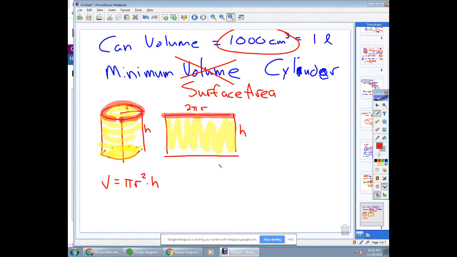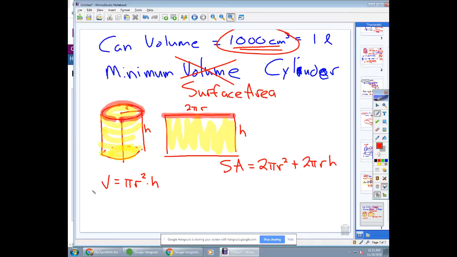So that means the surface area of this can is equal to 2 pi r squared, since I have 2 of those circles, and then the side is going to be base times height, so that's 2 pi r times h. So that's the formula for the surface area. The surface area formula has a slight problem. There's too many variables. But we know it has to hold 1,000 milliliters.